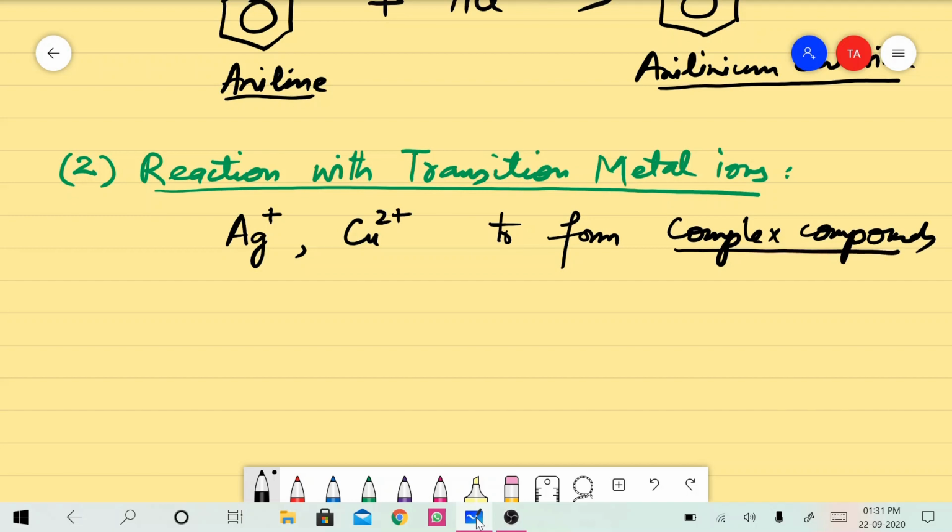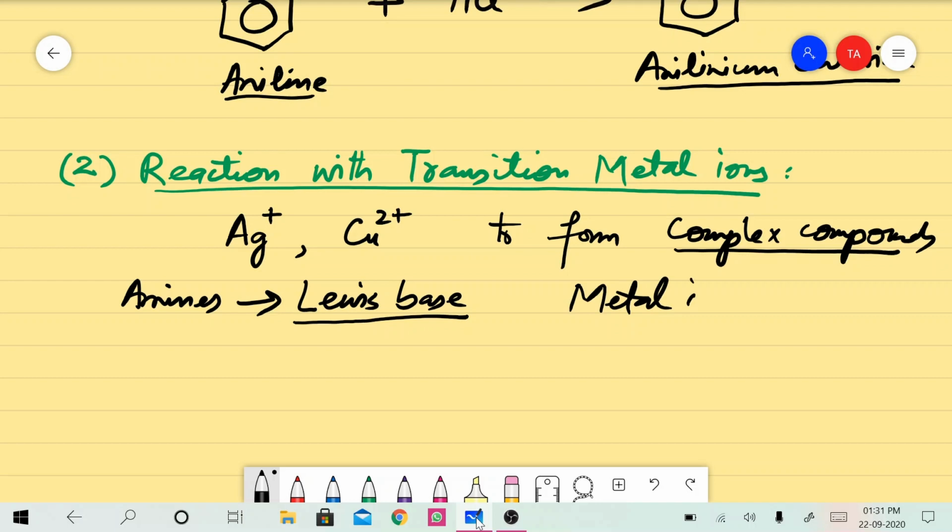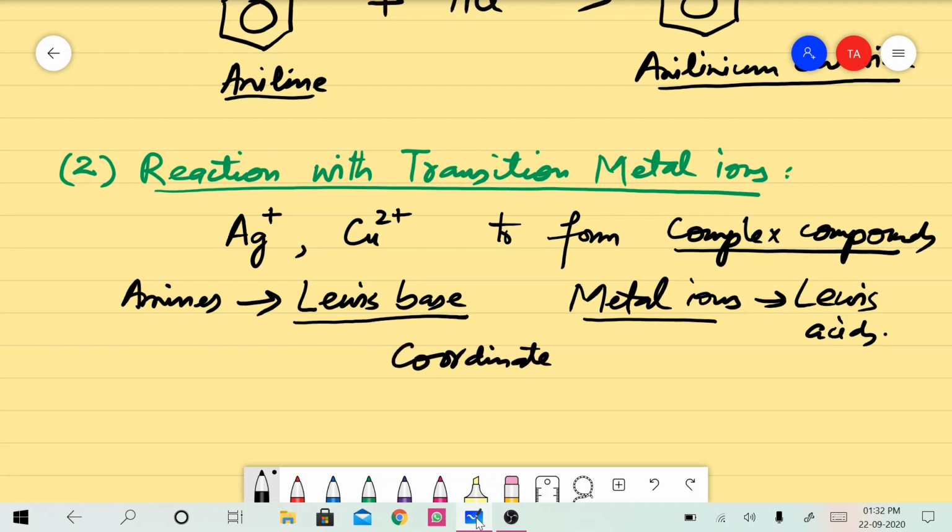अब ये कंपाउंड्स कैसे बनते हैं? इन कंपाउंड्स में अमाइंस लिविस बेस के तौर पे एक्ट करते हैं and the metal ions act as Lewis acids, and a coordinate bond is formed between them.